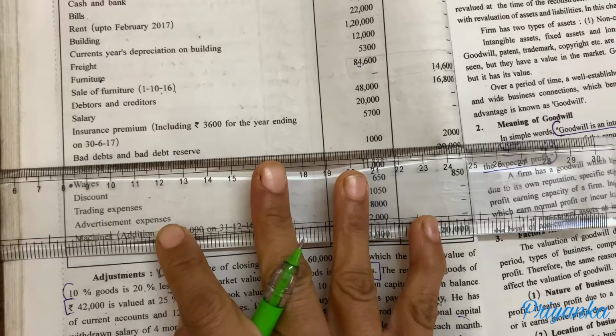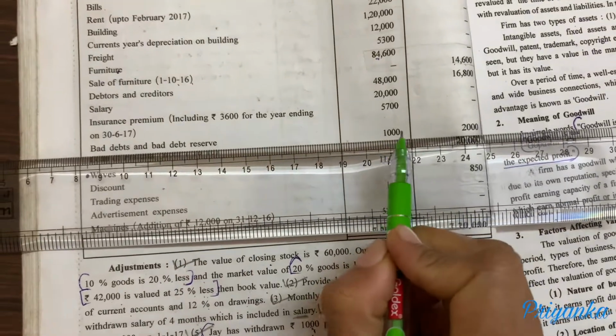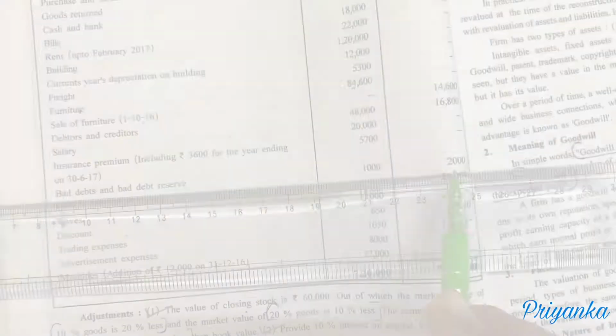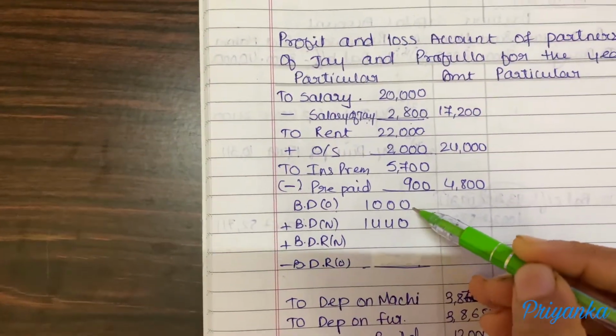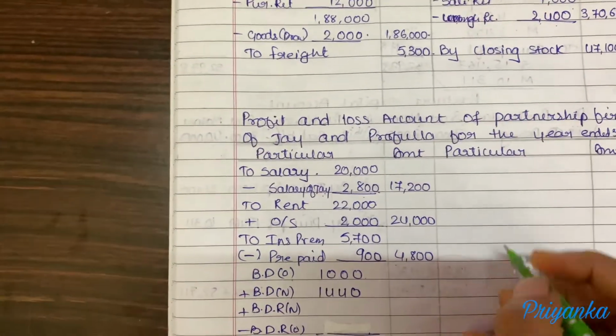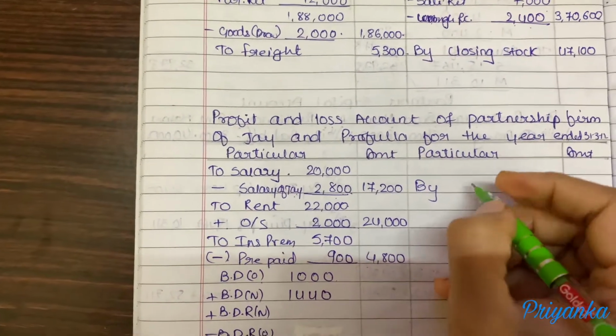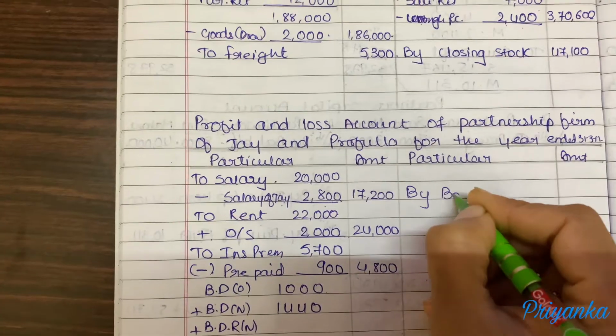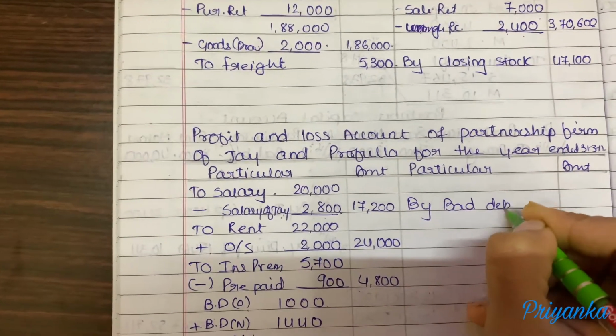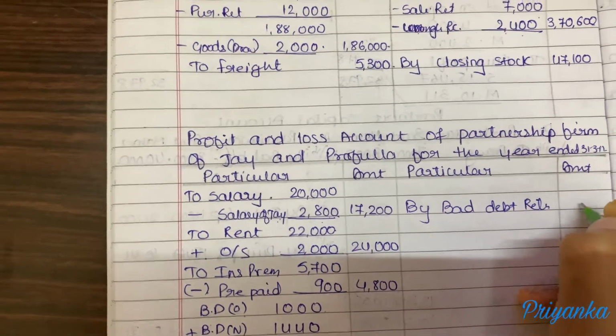Next, bad debt and bad debt reserve. This is your old bad debt and the bad debt written off. So first take the 1,000 for the bad debt, and the bad debt written off will be written over here on the profit and loss credit side. Bad debt written off, that is amount 2,000.